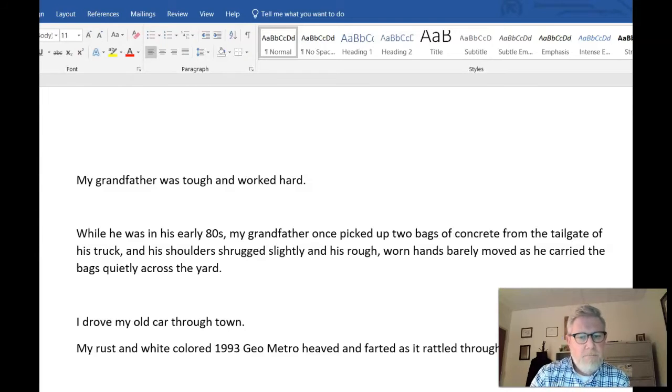It's going to strike a bit more of an impression upon a reader. We've also got more active verbs here. Heaved, farted, rattled. Those are words that, we know, we see those verbs happening, or we hear those verbs happening. It makes more of an impression than this first sentence, which is kind of boring.